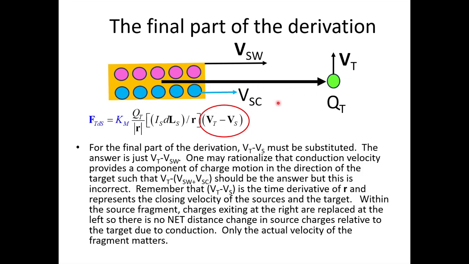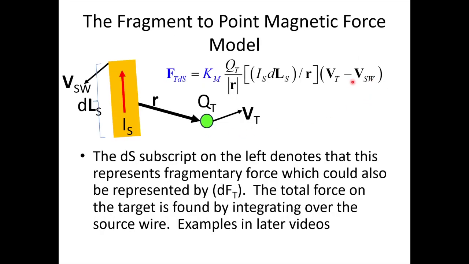And because of that, for this equation for the fragment, you just have to put the velocity of the target source wire for Vs, and you don't account for Vsc in here. Okay, and so let's do that now, and that becomes the fragment to point magnetic force model.